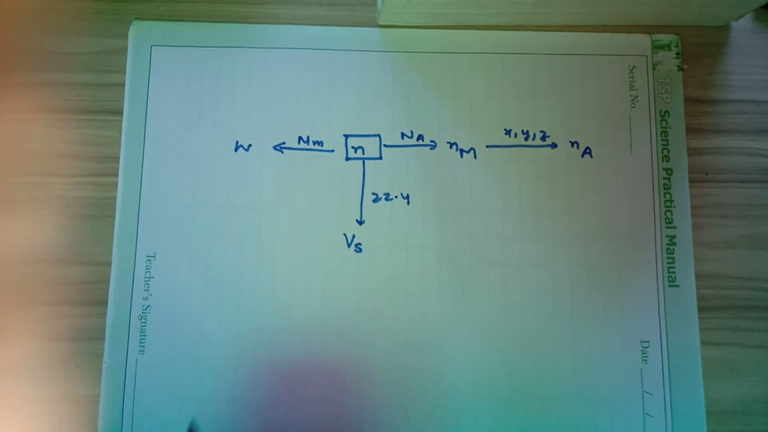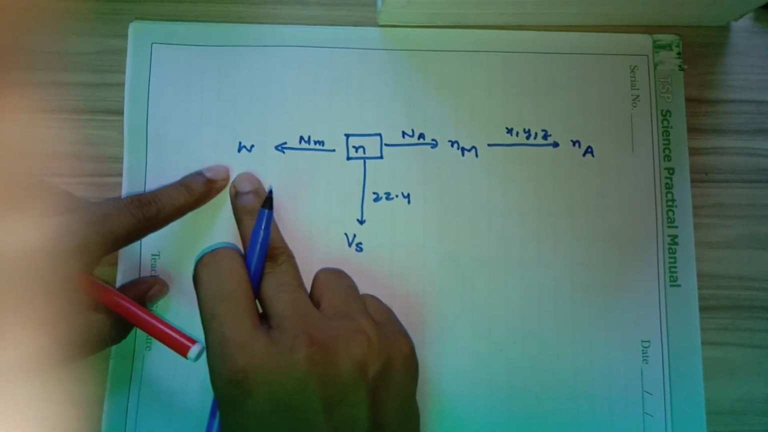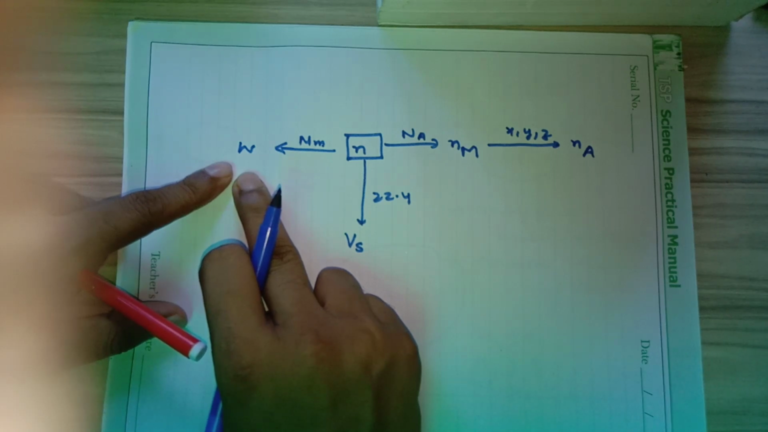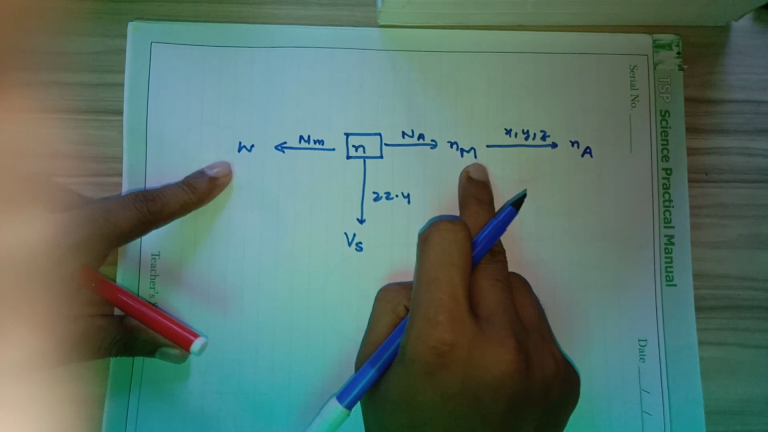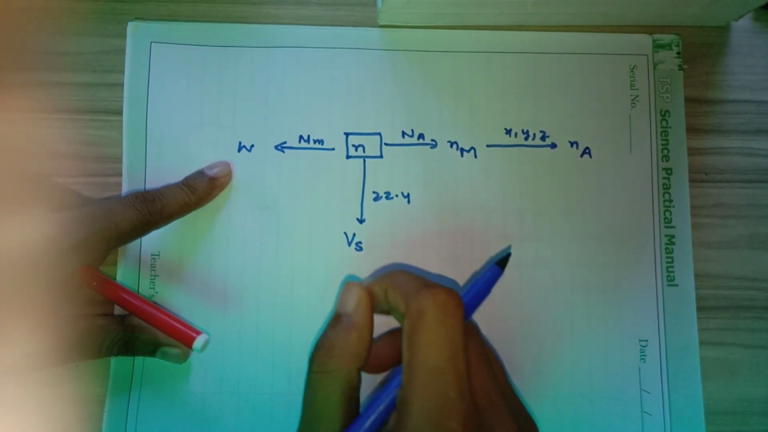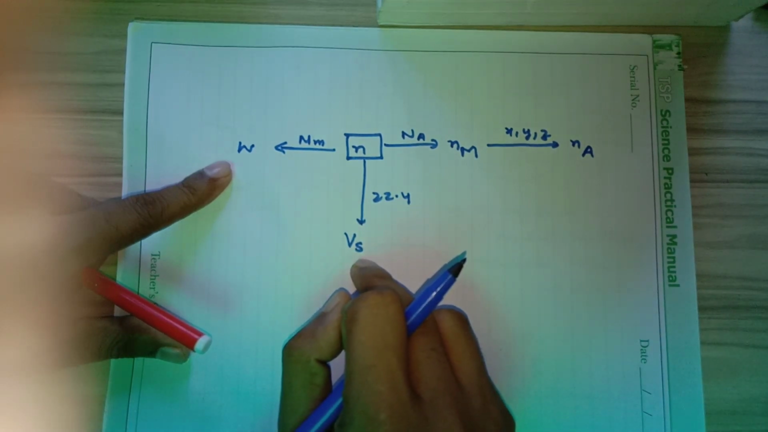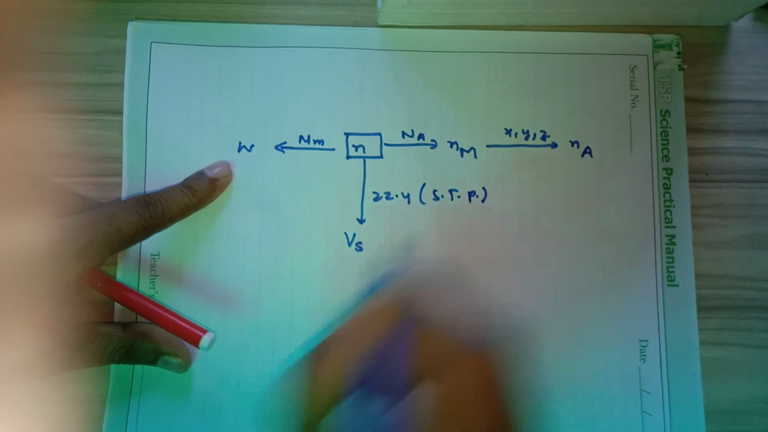Now this is the basic chart and these are the symbols. n is number of moles, Mm is molar mass, W is amount of substance, a weight or mass, Na is Avogadro number, Nm is number of molecules, Na is number of atoms, ions, it may be anything. Here it is volume of substance, 22.4 at standard temperature and pressure conditions.